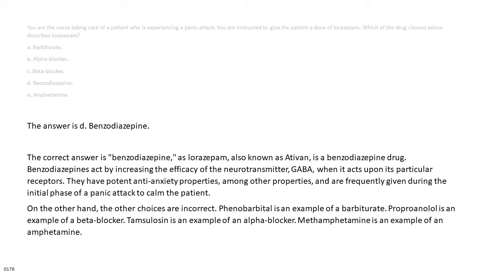Phenobarbital is an example of a barbiturate. Propranolol is an example of a beta blocker. Tamsulosin is an example of an alpha blocker. Methamphetamine is an example of an amphetamine.